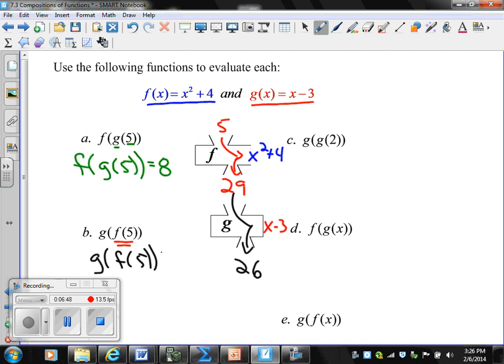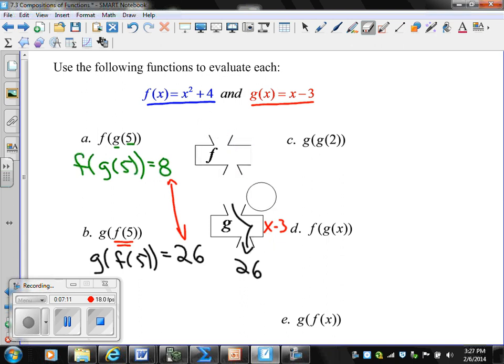So notice how we get different things. In other words, it matters which order we do this in, right? I'm starting with the number 5 in both cases, but in my first case, I went through G first and then through F. In my second case, I reversed the order and I got different values here. And that's often the case that we're going to get different things depending on which order we do things in.